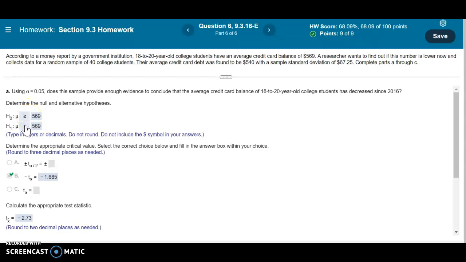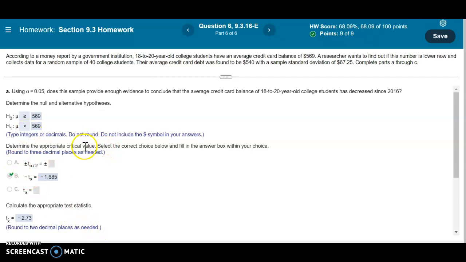Okay? Because remember, the less than or the greater than would go in the bottom, or the not equal to. And so since we're trying to prove that it's gone down, that less than part has to go in the alternative. The opposite of it being less than that is that it's still that number or greater. So that is how you would form your hypothesis here.